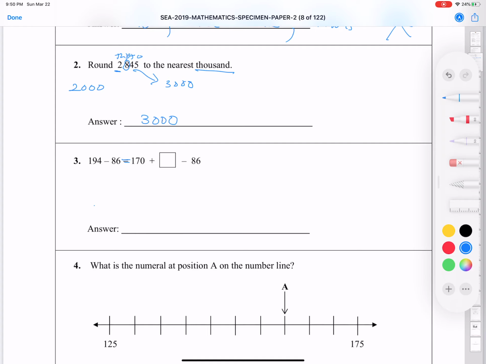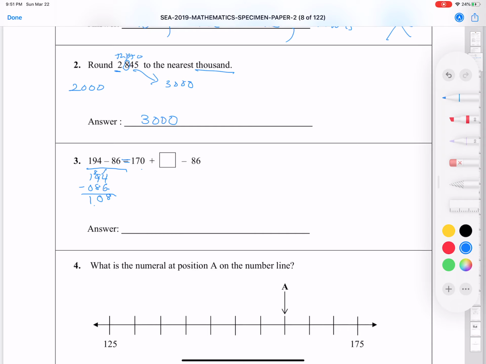So it's 194 take away 86. Let's see what we get there. 4 take away 6 cannot. So we regroup. 14 take away 6, it's 8. 8 take away 8 is 0. 1 take away nothing, or we can fill in that empty space with a 0, is 1. So we have 108.